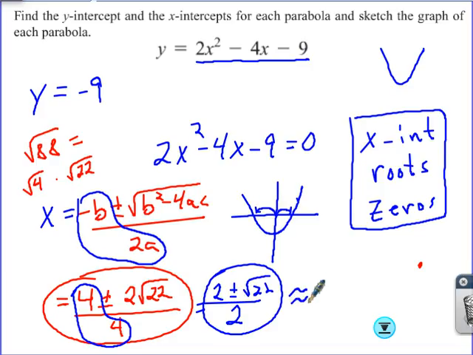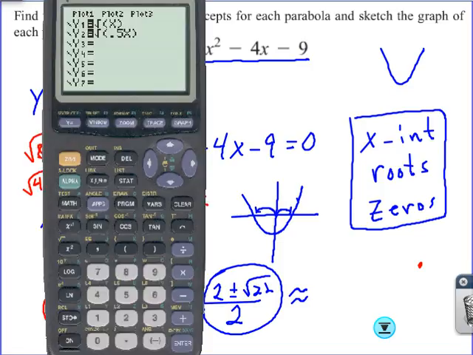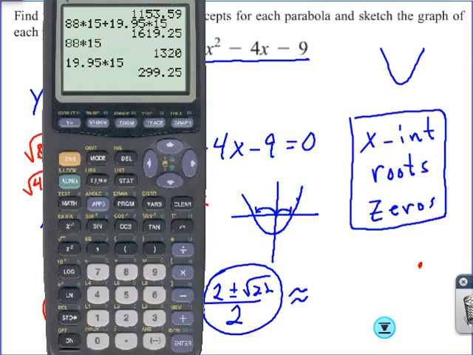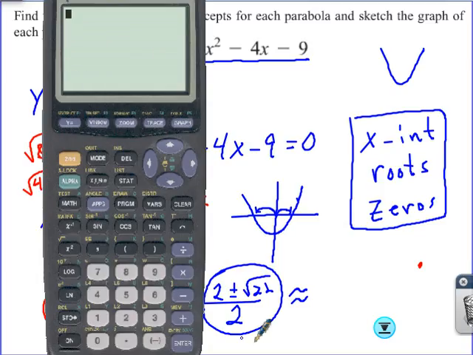This would mean more. The approximate values. Let me pull up my calculator. The actual zeros of this quadratic will be, and I'm going to put the top in parentheses so it'll divide the whole thing by 2. You've got 2 plus the square root of 22, close parentheses twice, divided by 2. That's about 3.35.